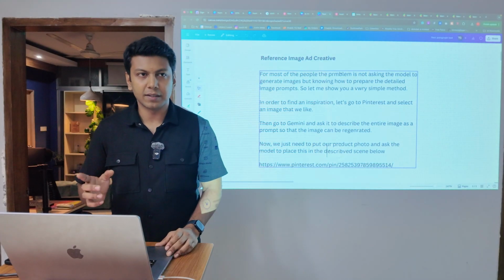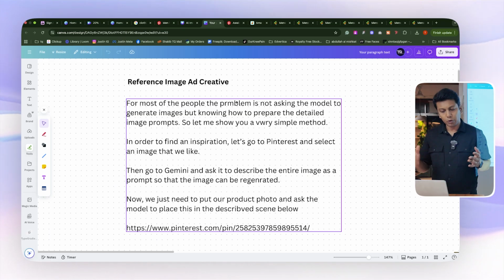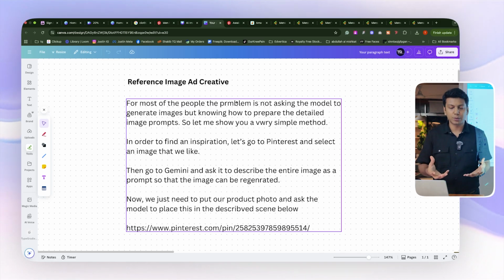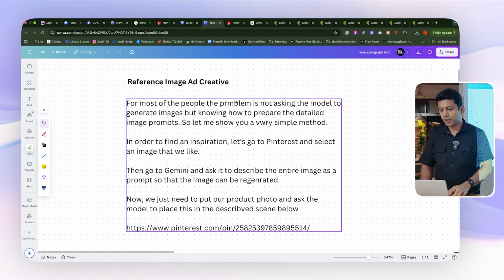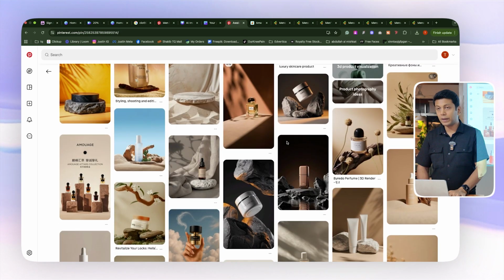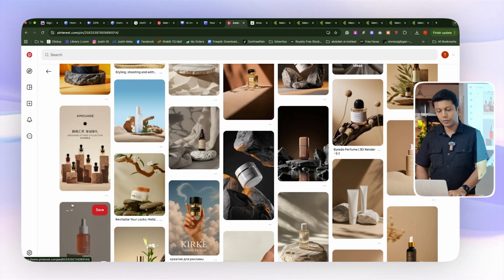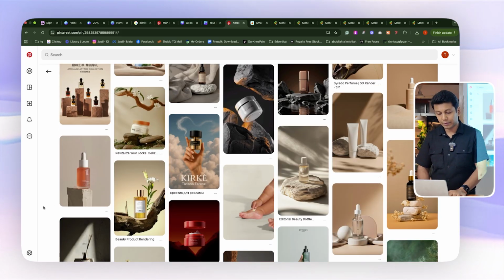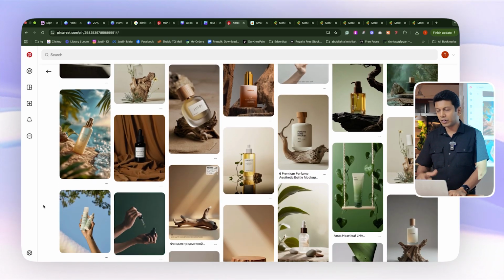So the first use case that we're going to look at is reference image ad creative. For most people, the problem is not asking the model to generate images, but knowing how to prepare detailed image prompts. But there's a simple hack to deal with this problem. To find inspiration, let's go to Pinterest, because Pinterest is one of the biggest platforms where you can explore different designs, design flows and creative ideas that you can use to craft your own designs.